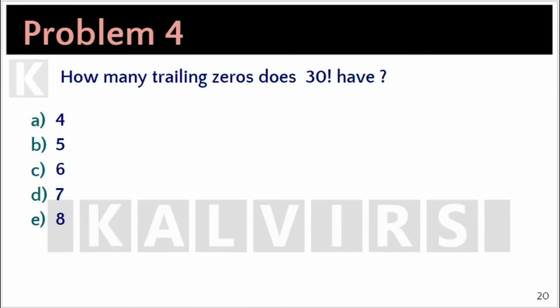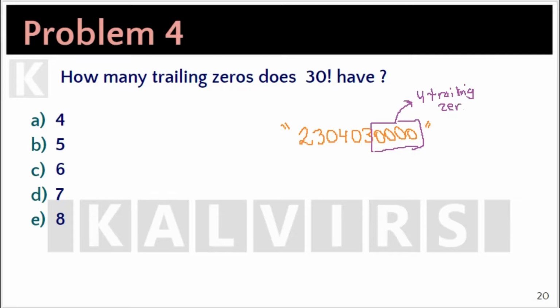How many trailing zeros does 30 factorial have? So first of all, what is a trailing zero? How many trailing zeros does this number have? This number has 4 trailing zeros. The number of trailing zeros is the number of consecutive zeros from right to left.